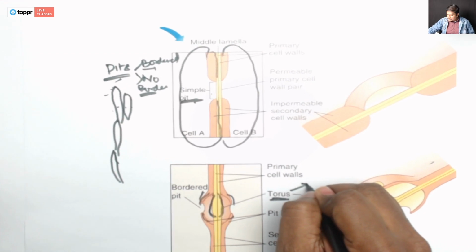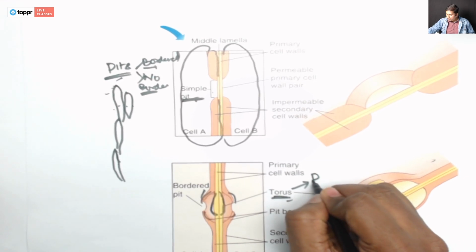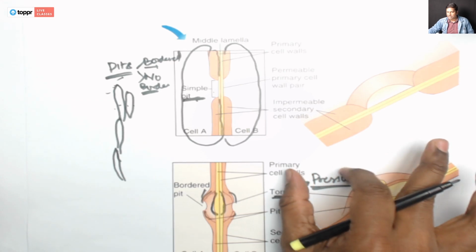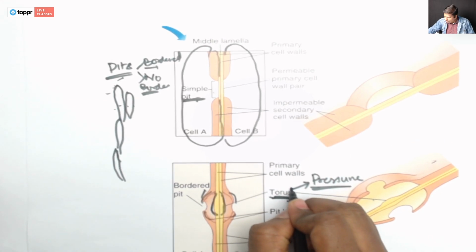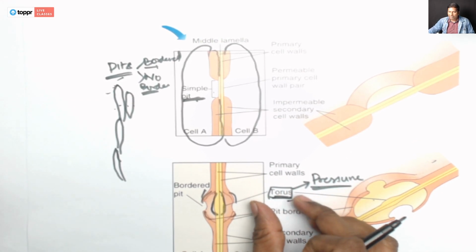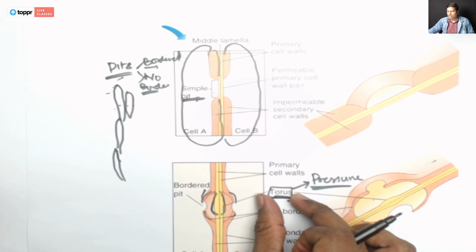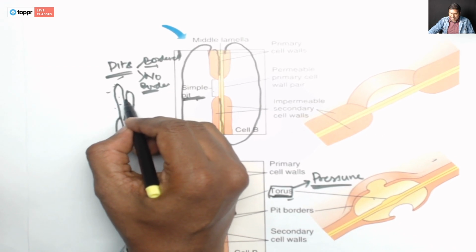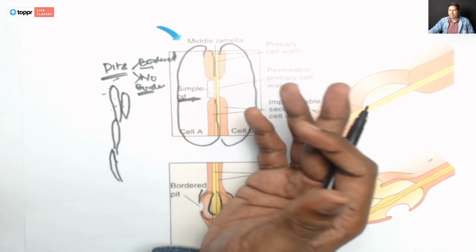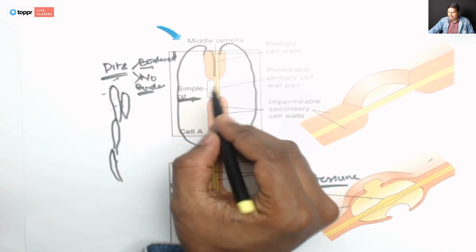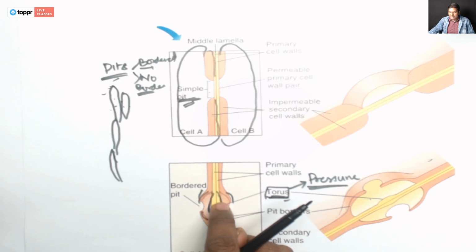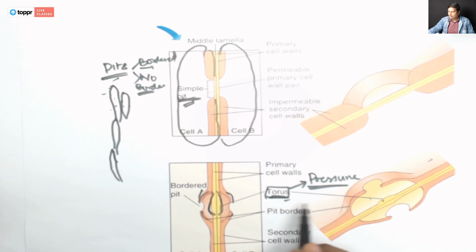And the torus helps with pressure control on either side of the cells. You just have to learn the term at your level. If you understand the term, that's enough. The pits between the tracheary elements can be bordered, or without any border. If there is no border, it is called a simple pit, and if it is bordered, then in the central portion you will see a thick region, and that thick region is what we call the torus.